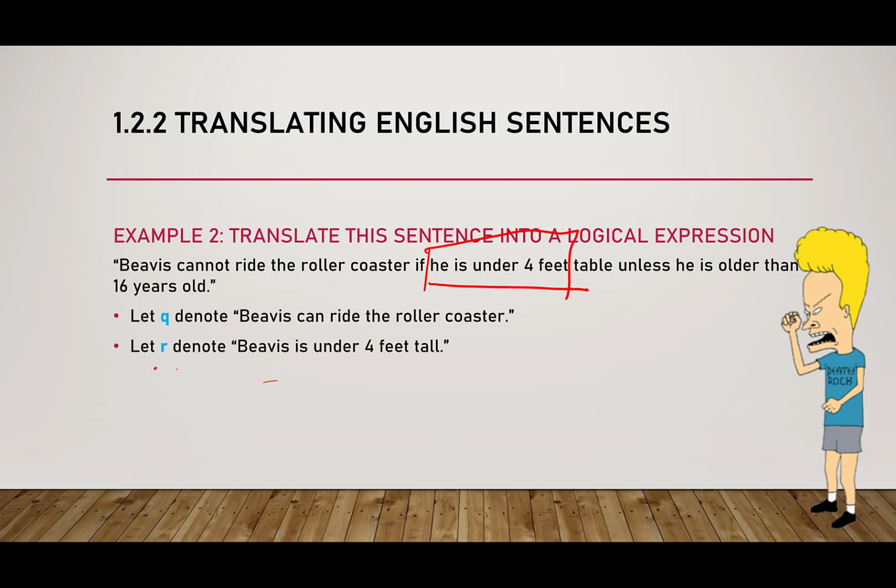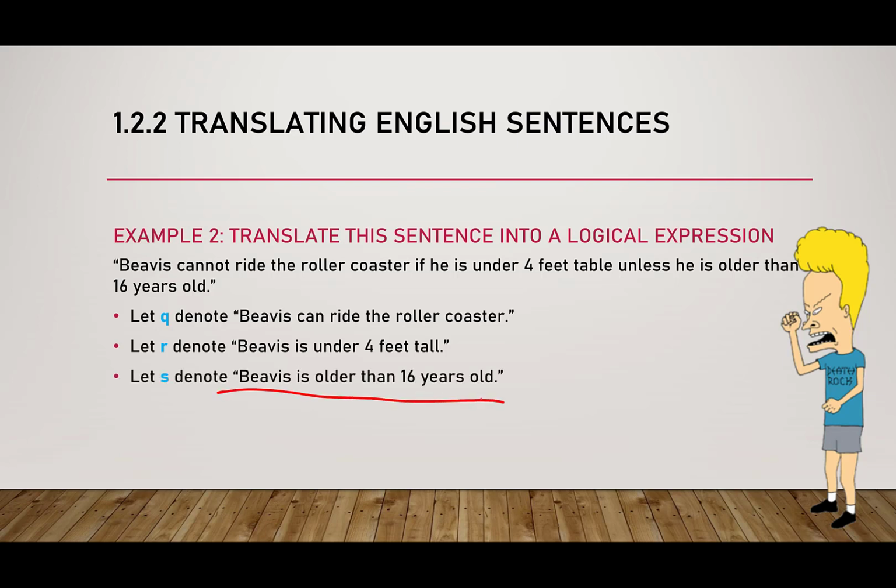Now I could have made R be the statement that Beavis is over 4 feet tall, right? And the formula would end up being different if we did that, and that's a valid way to do it because it's not really negative or positive, right? So just sort of pick one. I just went with what was already in the equation here. And then the last one here, he is older than 16, right? So let's let S denote that Beavis is older than 16. Again, we could have chosen S to denote that he is younger than 16, but I figured since it sort of matches what's in our formula here, this works, okay?